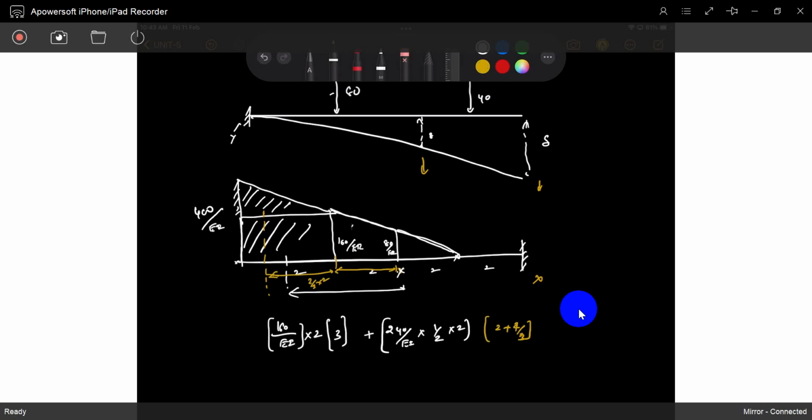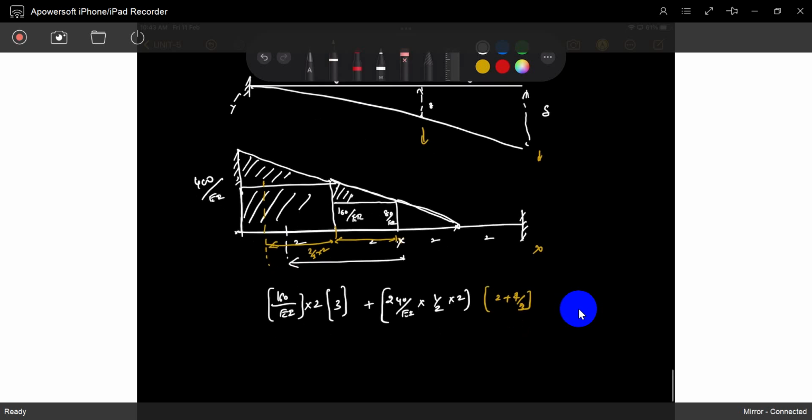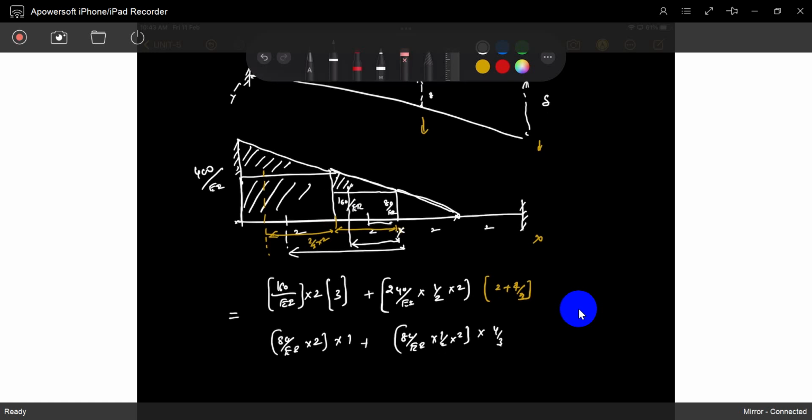This part is over. Now this part also has two parts. This part is 80 and this part is also 80. So here also you can take 80 by EI multiplied with 2. Distance is 1. Now it also has a weight of 80 by EI, half into 2. Distance is 4 by 3. What is the distance? 4 by 3. That's it. What is that value? This value is 2026.67 by EI.